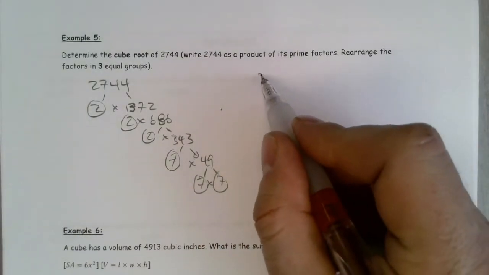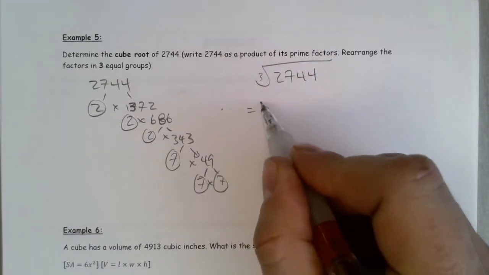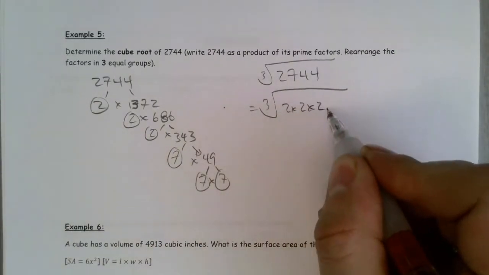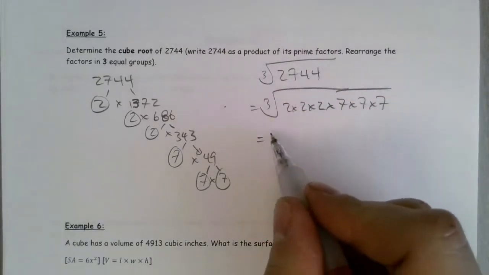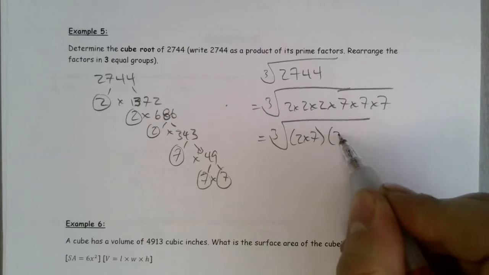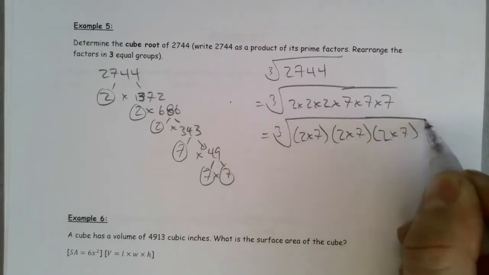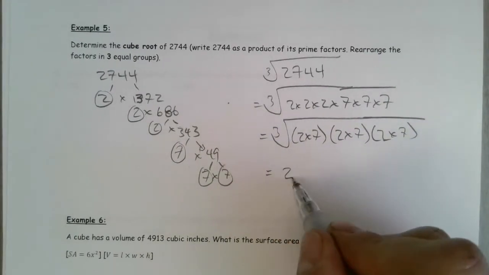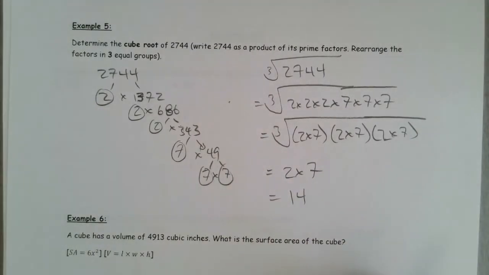So I want to figure out the cube root of 2,744. That will be the cube root of 2 times 2 times 2 times 7 times 7 times 7. And I can create a triplet of 2 times 7. There's my length, my width, my height. 2 times 7 is the cube root, and that's 14.